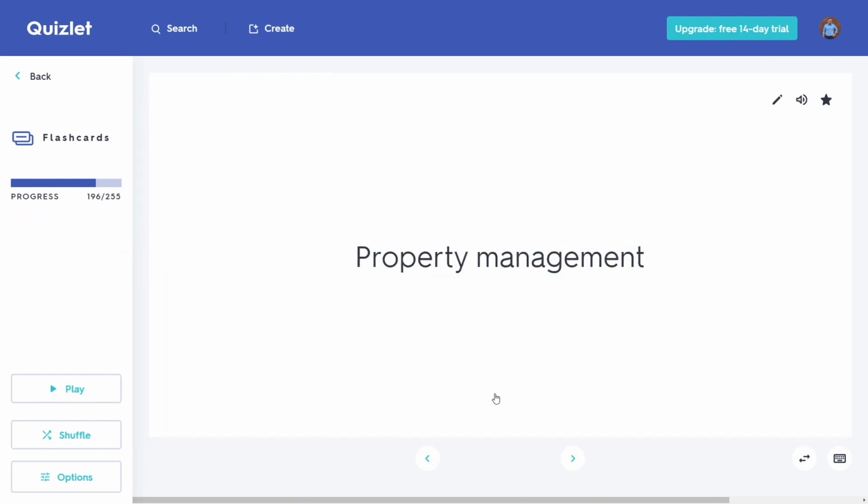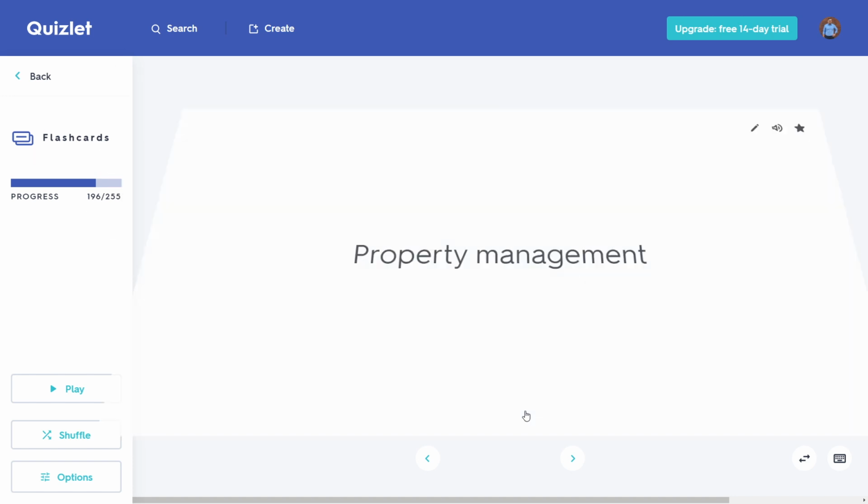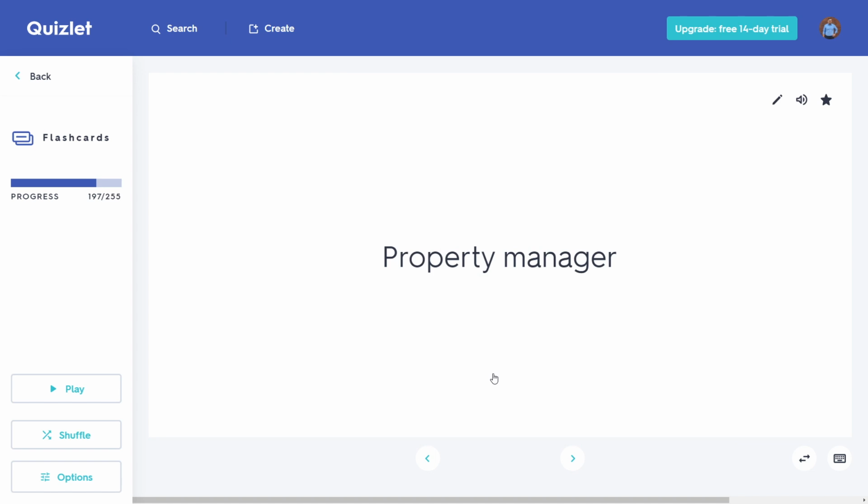Okay, property management. What is property management? So think that one over. I think you guys should be familiar with this one. Okay, what's property management, guys? Well, it's the overseeing of real estate and property. So obviously, property management is done by what? Well, that would be this right here, the property manager.